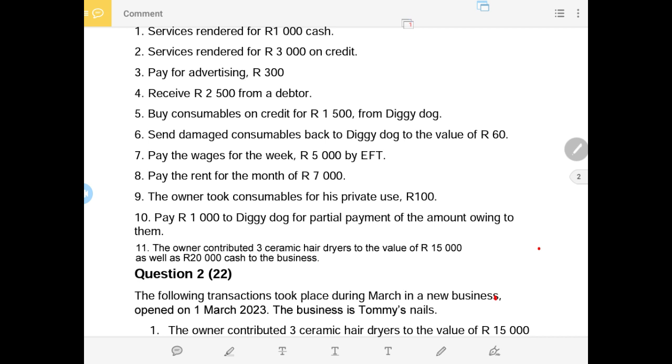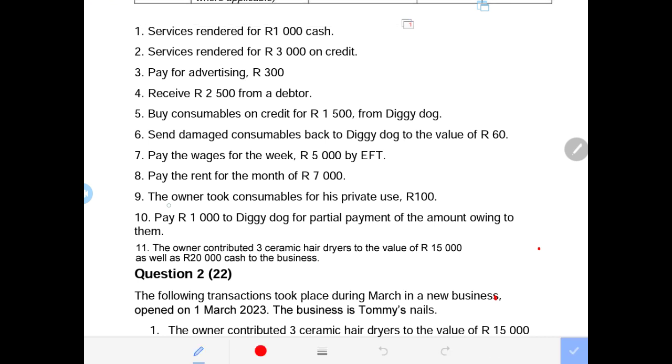Then we are now going to number 9. It says the owner. If it says the owner, you know that is drawings. If you say the owner, you know that is likely to be drawings, but it can be capital. Let me not say that.